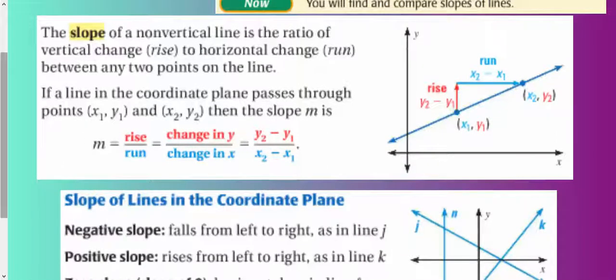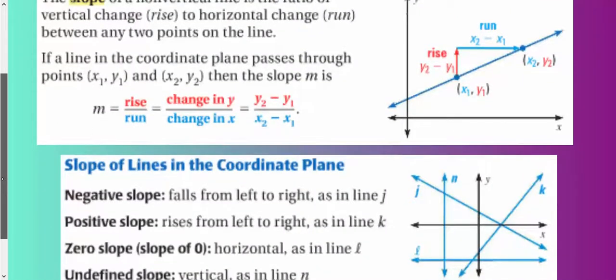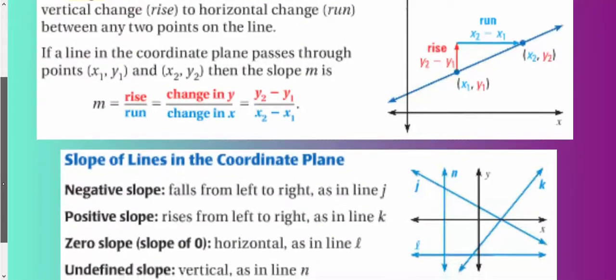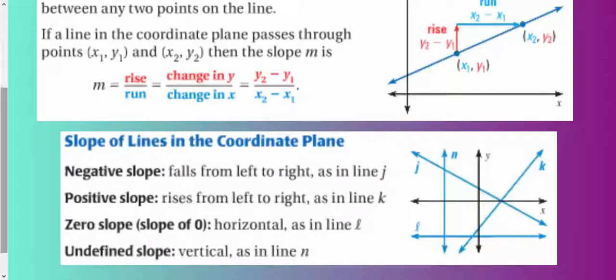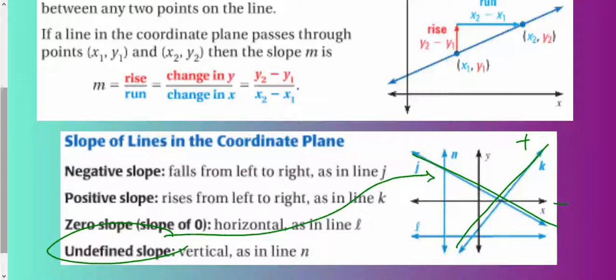Slope of a line is rise over run, or it is y2 minus y1 over x2 minus x1. Changed in y over changed in x. A lot of different ways to represent slope, depending on if you're given coordinate points or if you're given, say, a graph. You could do rise over run. If the graph goes up, that's positive. If the graph goes down, that's negative. Undefined slope is any vertical line, and I'll show you why. And then zero slope is this guy right there.